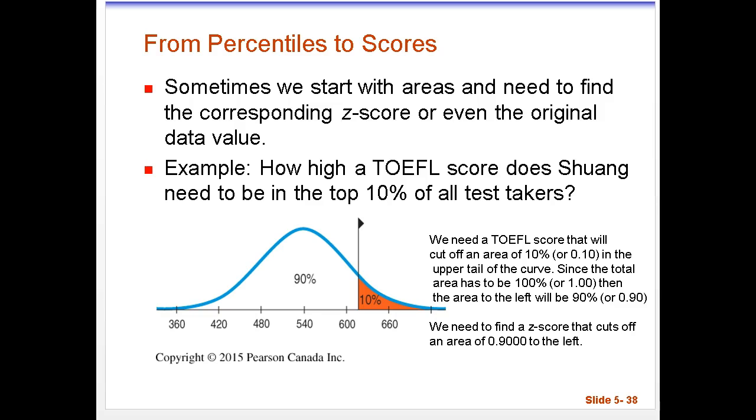Now, Minitab will also work the reverse way. In this question on slide 38, we're being asked what TOEFL score a student has to have in order to score in the top 10% of everybody who's taken the test. The top 10% means we are being given the area under the curve. Because they're in the top, that 10% is in the extreme right-hand side of the curve. So 10% of the area is to the right, but 90% is to the left. We can get the answer directly from Minitab.